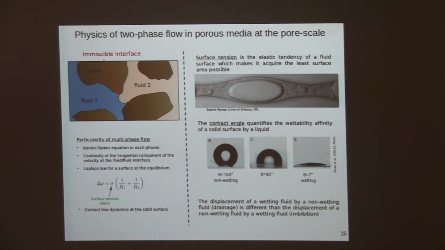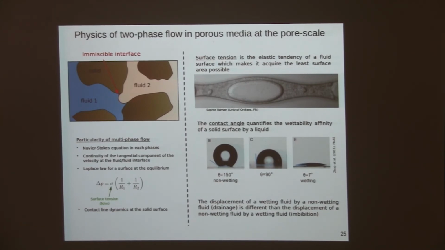If your angle is larger than 90 degrees, your surface is non-wetting. You put a droplet, and it will tend to form really a droplet. It will not spread on the surface. If it's 90 degrees, it will not move. If it's smaller than 90 degrees, your droplet will spread on the surface, and you will have at the end a very thin film on your surface.